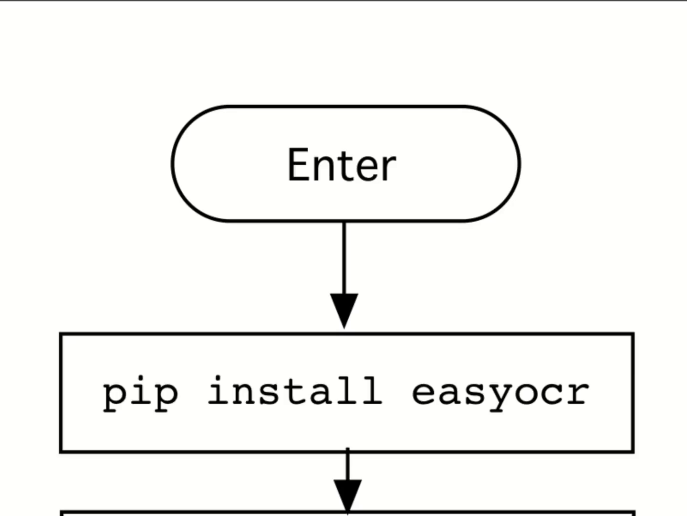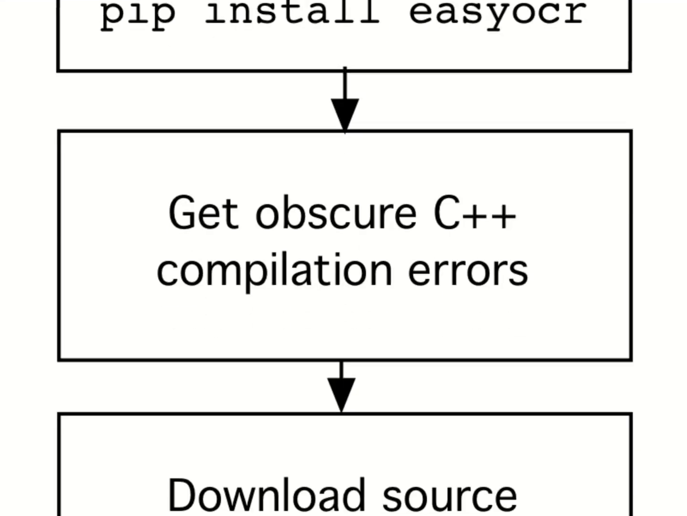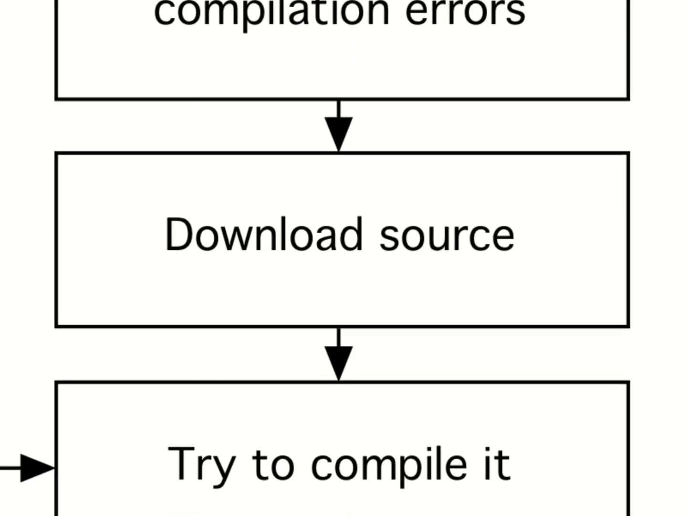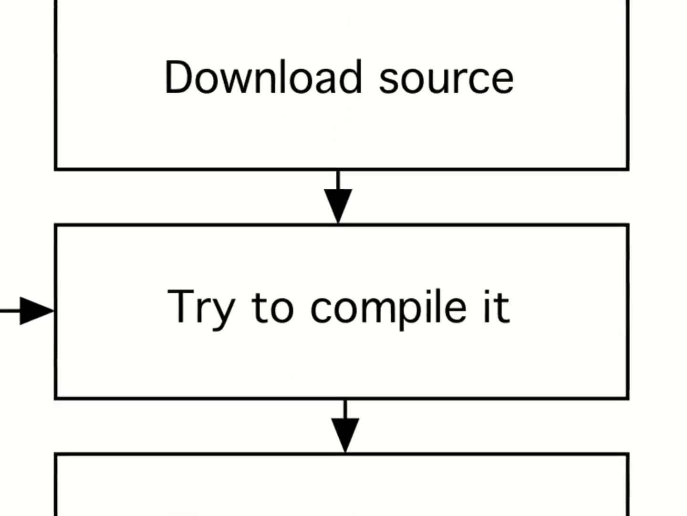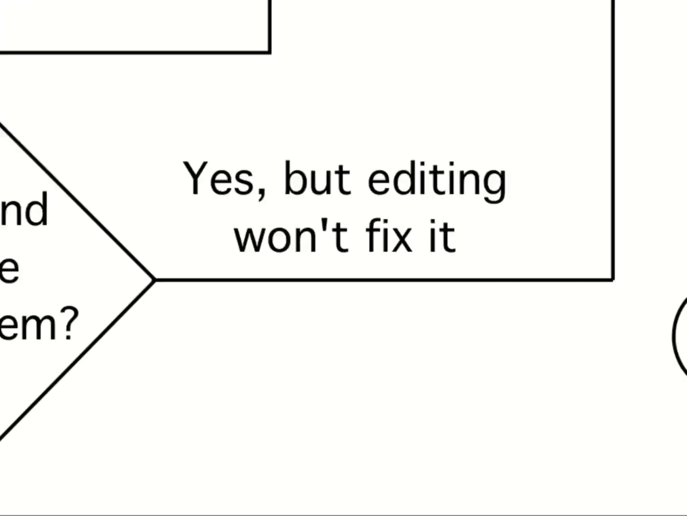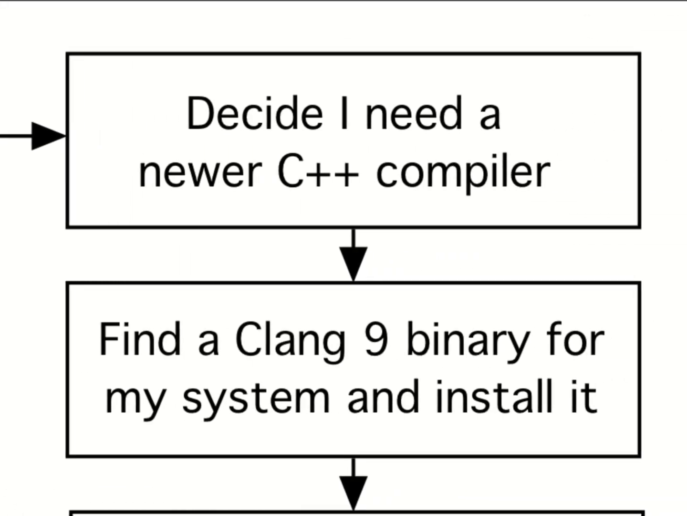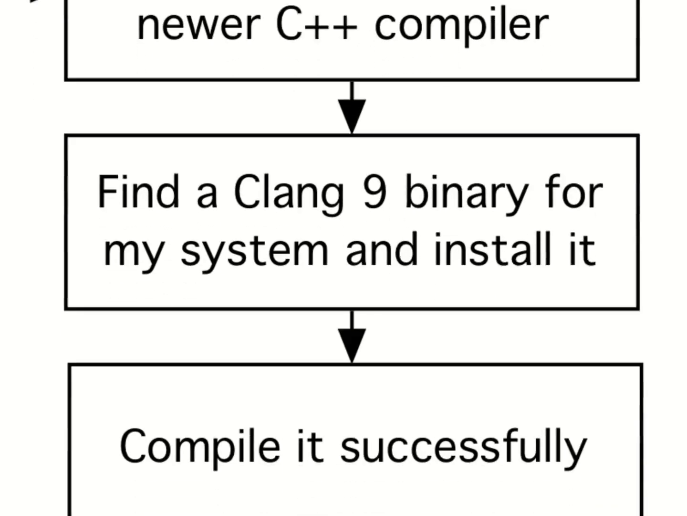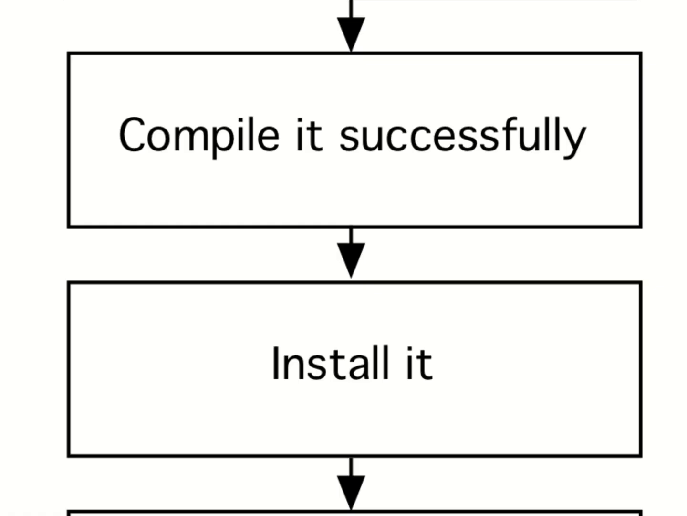The process of trying to get Easy OCR running looked something like this. Pip couldn't find a binary of the Python interface for my platform, so it tried to compile it, which didn't work. So I downloaded the source to see if I could fix the problem. I went round this loop a few times, until I found an issue that a developer had decided to resolve by telling people to use Clang 9 or later. I had Clang 8.1.0. So I tracked down a binary of a 9-point-something version of Clang for my system and installed it. With that, I was able to successfully compile and install the Python module for Easy OCR.